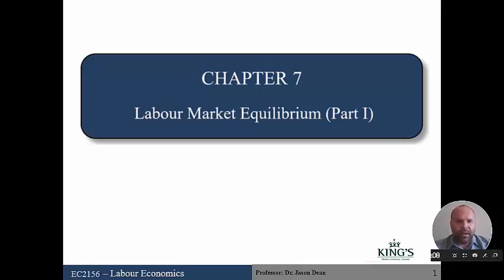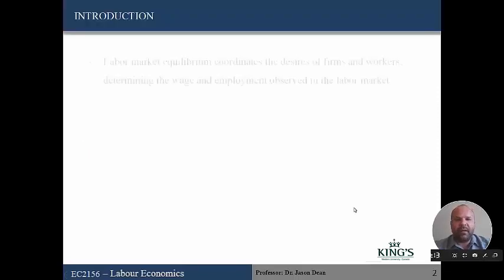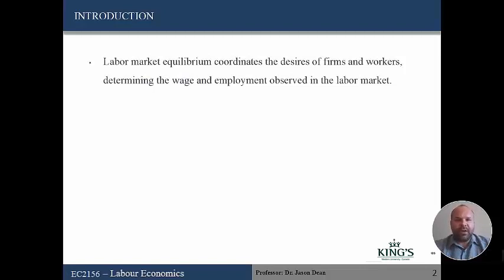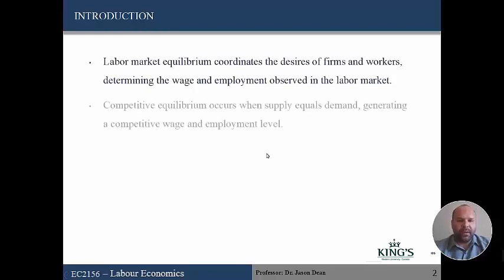Now we will be learning about the labor market equilibrium. So we're going to be putting together our labor supply curve and labor demand curve, and the interaction of supply and demand will determine a wage and employment level, which we will call the competitive equilibrium wage and employment level. And this occurs when the supply and demand is equal. So when we have the labor supply curve and labor demand curve, the intersection point is also called the market clearing point, and that's where the quantity supplied of labor will equal the quantity demanded.